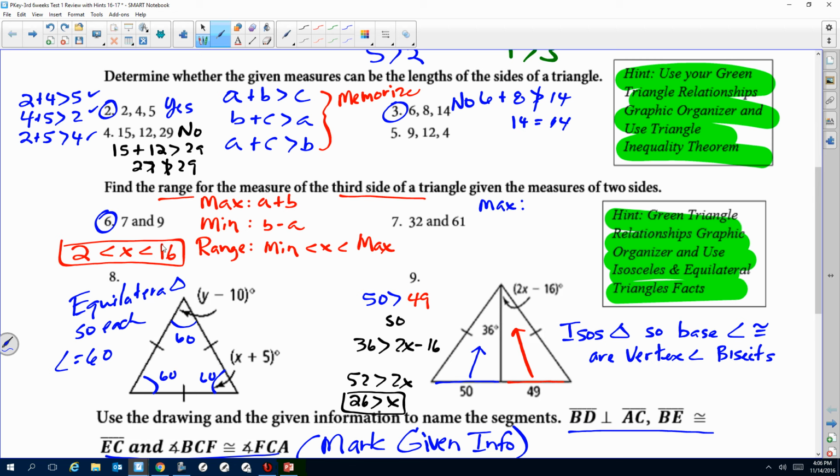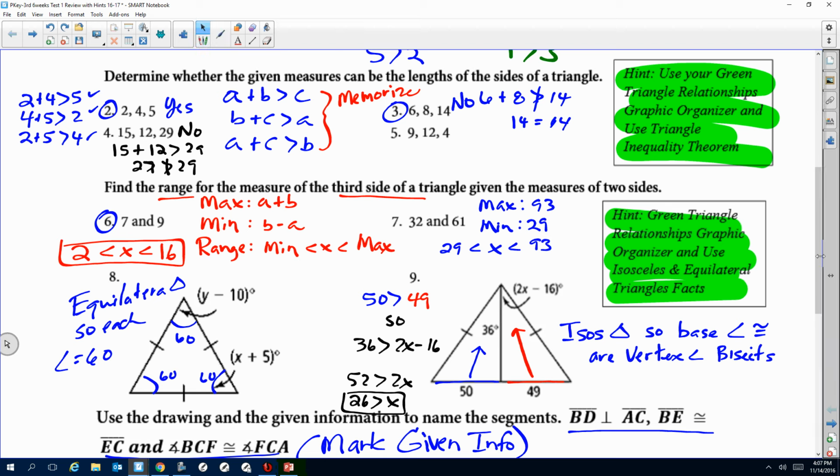So our max here is 93. Then we're going to do our minimum. We're going to subtract the 2. Our minimum is what? 29. And then we're going to show it as a min to our max. Our min to max would be 29 is less than x, which is less than 93. I always start with the small. And then you have it down.